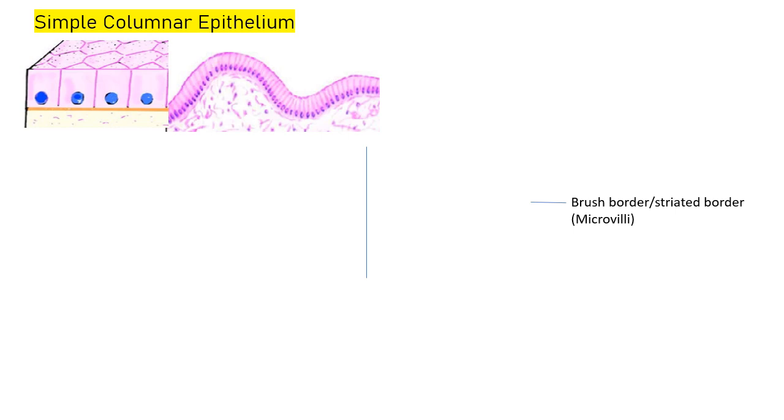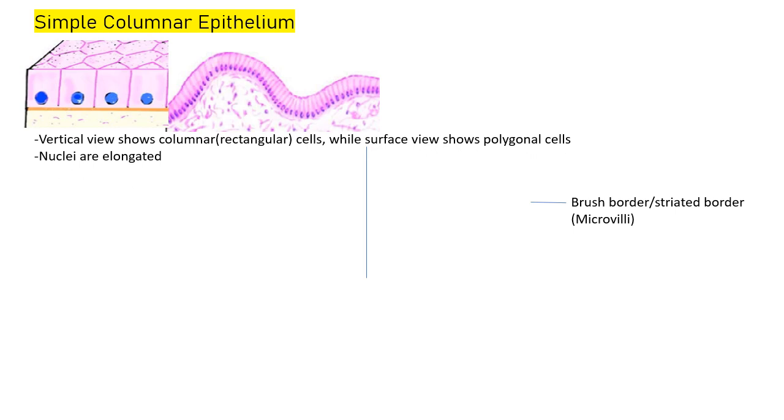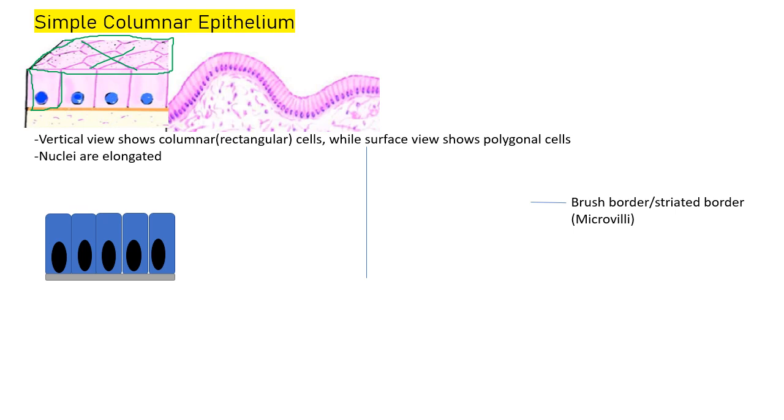Okay, so simple columnar. The vertical view shows columnar or rectangular cells, while the surface view also shows polygonal cells, just like in simple cuboidal. So as you can see here, in this surface view, it shows polygonal. Then in this view, it shows rectangular-shaped cells. Okay, so this is how they look.